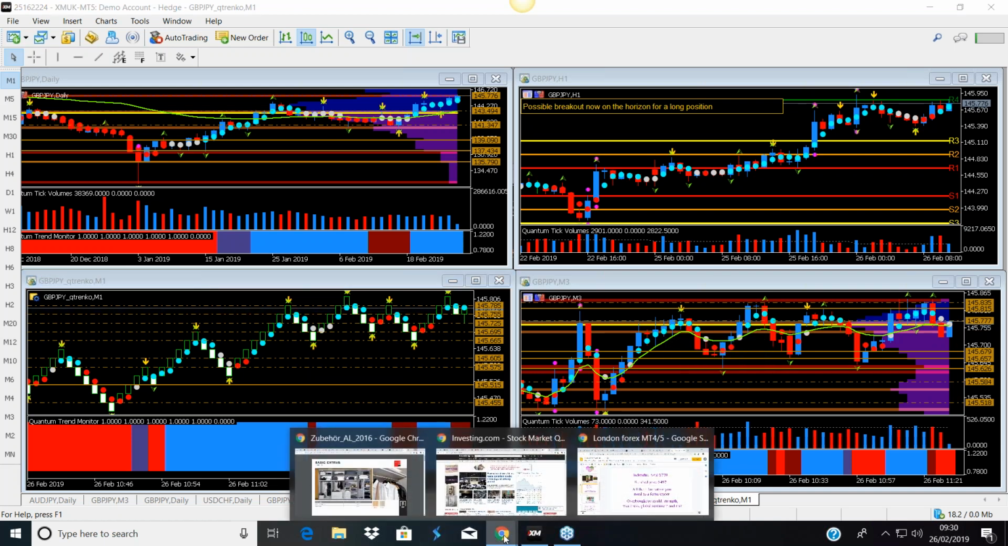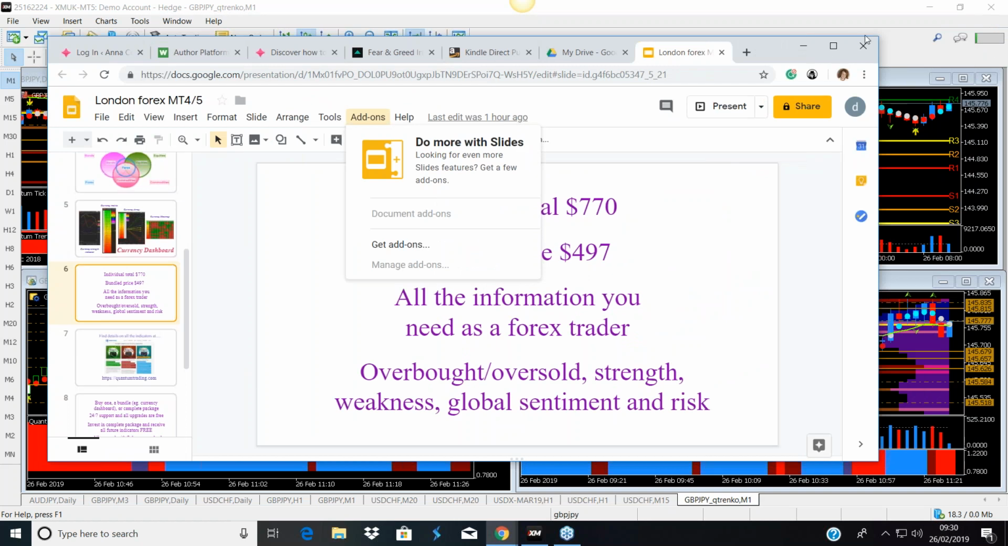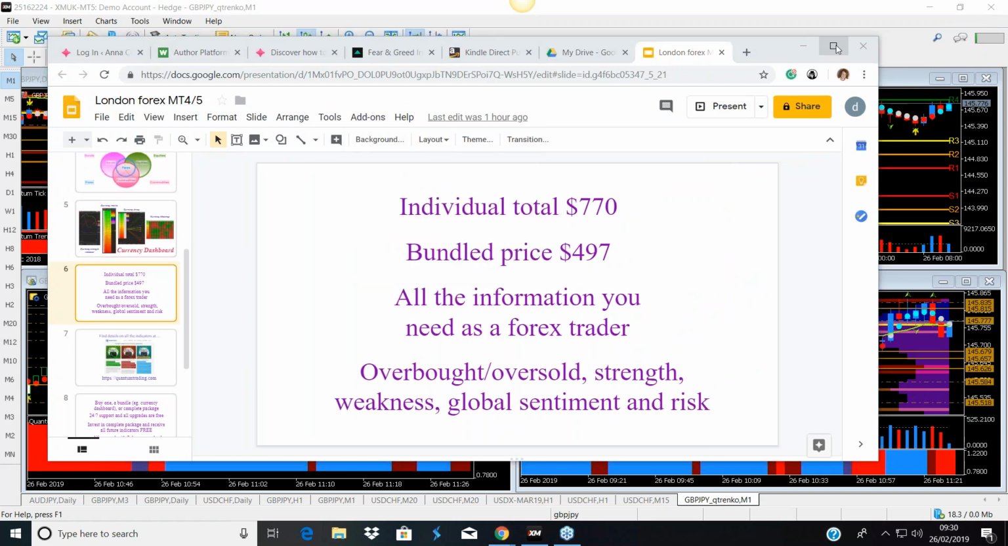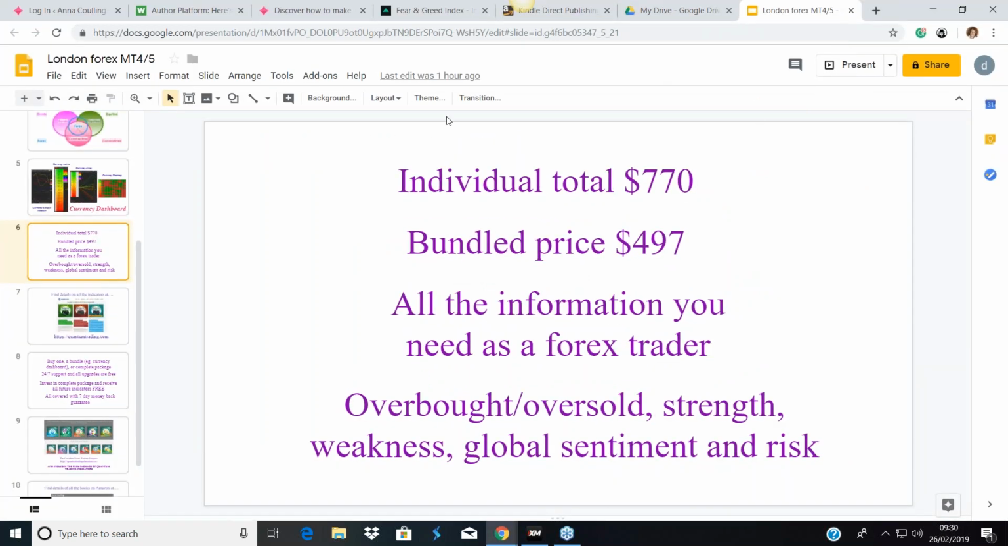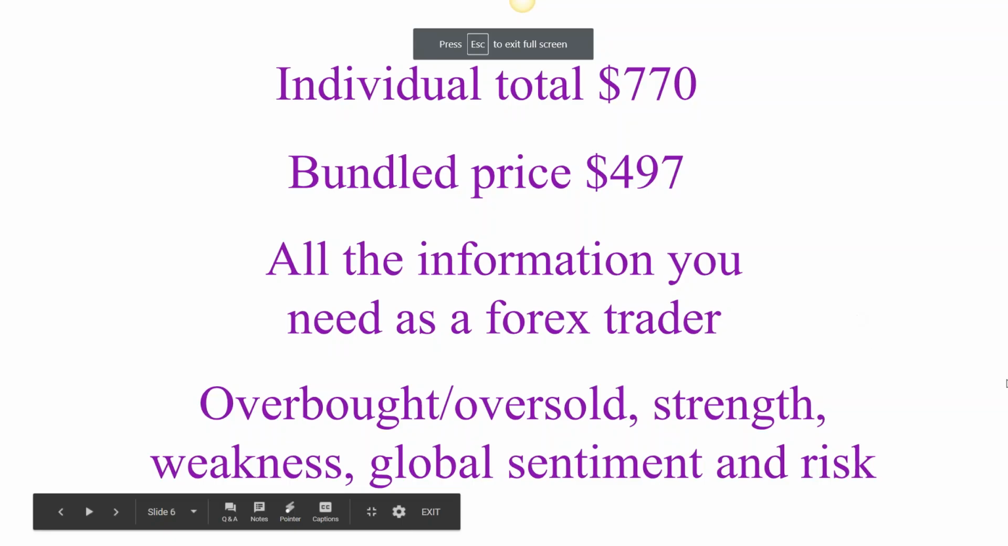I just want to quickly finish off with, as we said, looking at the currency dashboard for those of you who may be coming across it for the first time. I'll just sort this out.